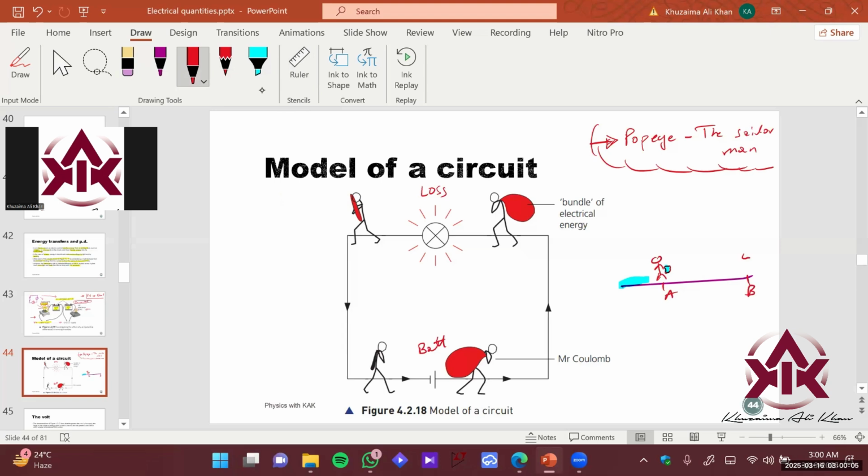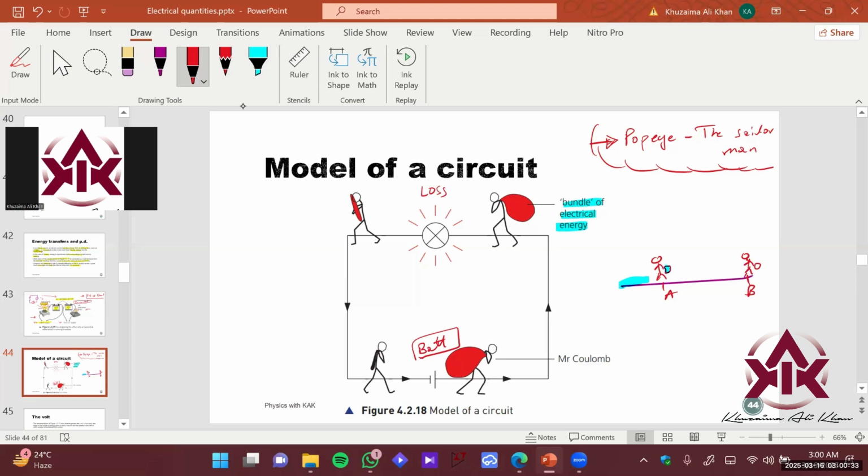Obviously, when you're moving, you're doing work, right? Your body is consuming energy from your, let's say, blood cells, and you need to basically intake water, right? And let's say your water bucket is now empty, right? So imagine this Mr. Coulomb is doing the same thing over here, right? This bag which he's basically carrying over here is the amount of electrical energy, right? He fills the electrical energy from the battery here, right?